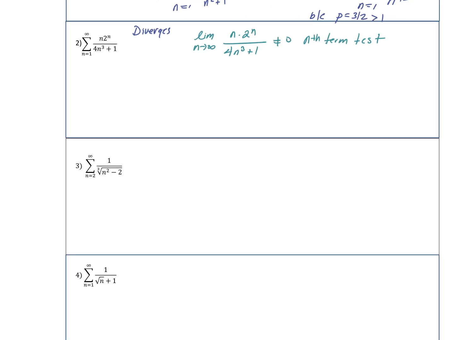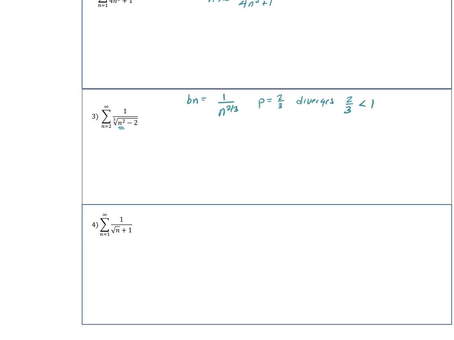For number 3, I'm going to choose my b sub n. So b sub n is going to be 1 over n to the 2/3 power. So p is equal to 2/3, which diverges because 2/3 is less than 1. So I know that this diverges. So if I get L, when I do the limit as n goes to infinity, my answer is going to diverge. Okay, it's going to diverge.